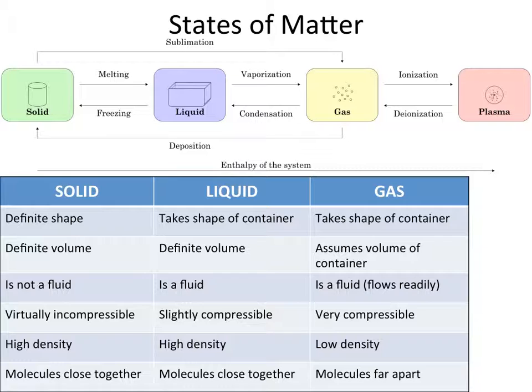And you've probably seen this before in grade 9. When you go from a solid to a liquid, it's melting. If you go from a gas to a liquid, it's condensation, for example, ionization, deionization. But when we look at this, we can start breaking this down a little bit.